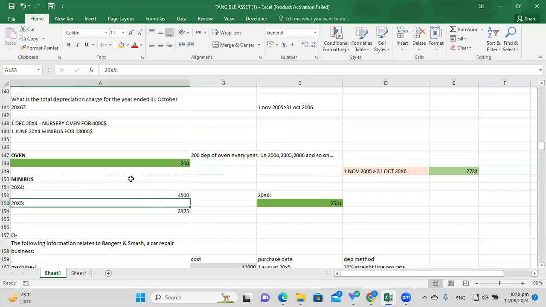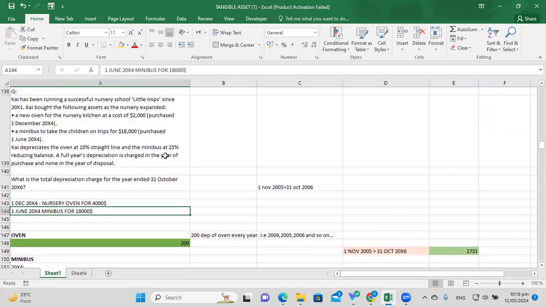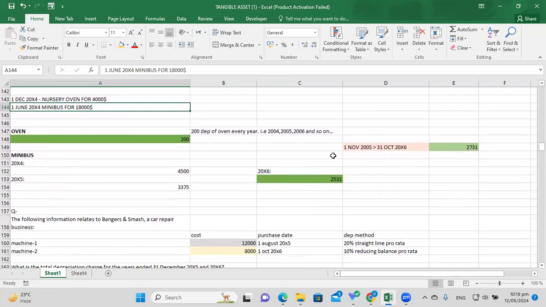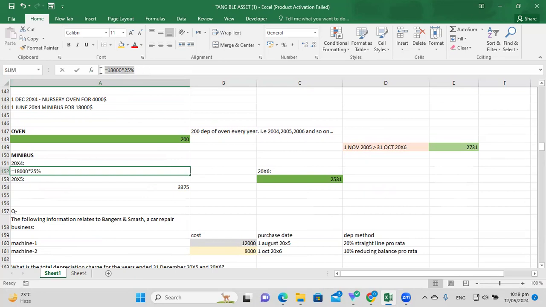Now let's come on to the minibus. The minibus was purchased on 1 June 2004. We need to charge full year depreciation for the year of acquisition. 2004 was our year of acquisition, right? So for 2004, how do we calculate the depreciation for the minibus? Simple: we will use the reducing balance method. 18,000 is our cost, and we need to take 25%. So 18,000 multiplied by 25% gives 4,500. For the first year, you will get your depreciation as 4,500.